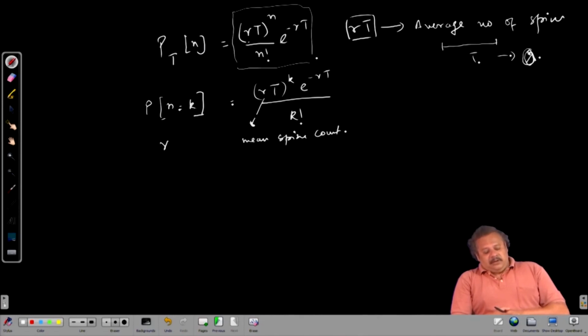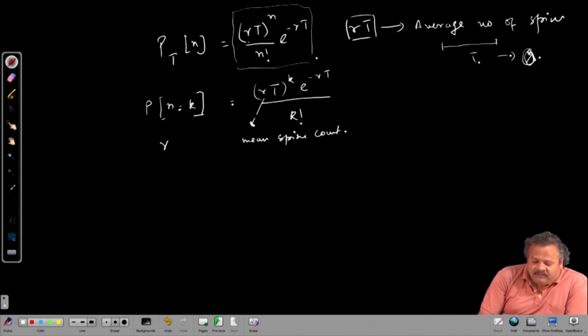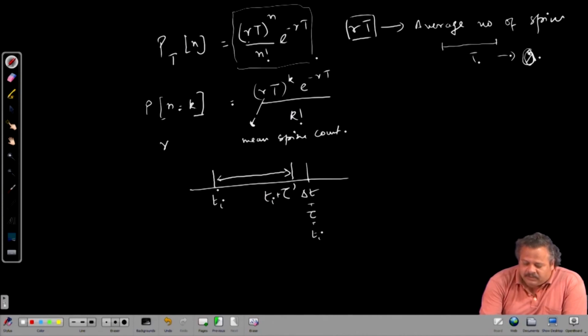So for the neuron to have Poisson process like behavior, there is independence of spiking in the different intervals within that time window capital T that we are considering. And let us say that there is a spike occurring at time point Ti, and the next spike needs to occur at a time tau after Ti, that is in a small window delta T, between Ti plus tau and Ti plus tau plus delta T. So this is this time point, this is this time point.